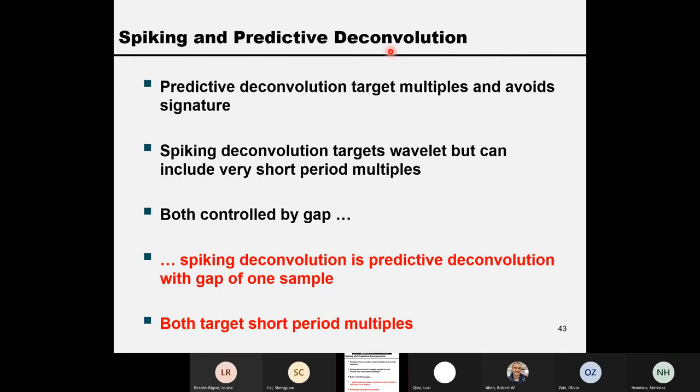They are the same software, the same mass spec formula. The only difference is the gap. For the spark decon, the gap is one sample, only one sample. But for the predictive decon, the gap is a period you try to keep untouched. So one sample means the first sample you leave untouched, right?